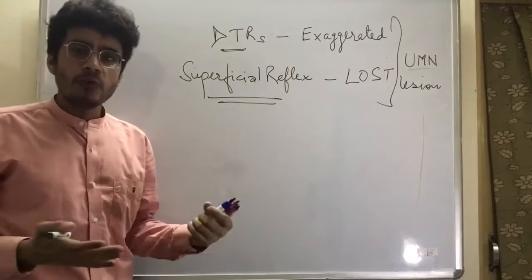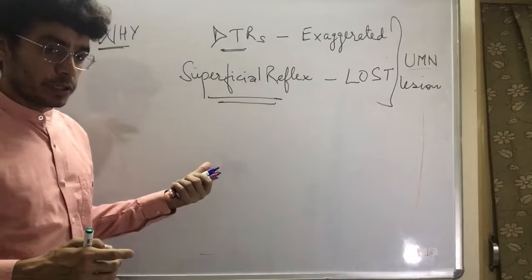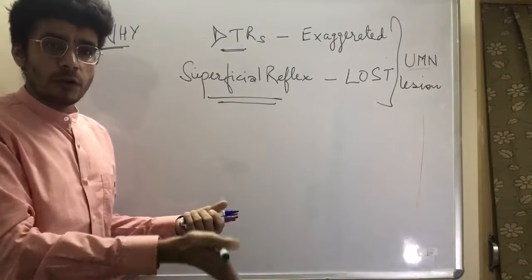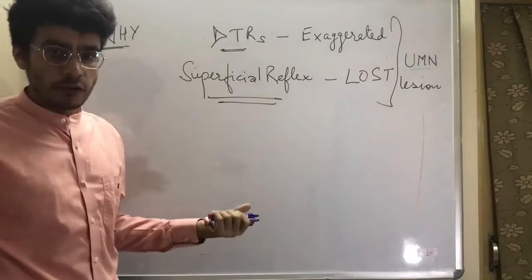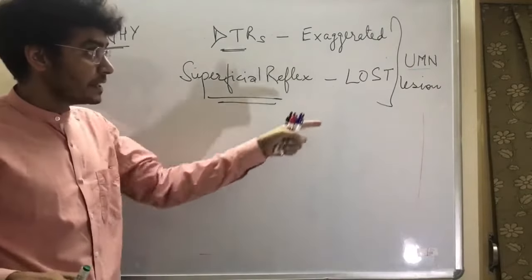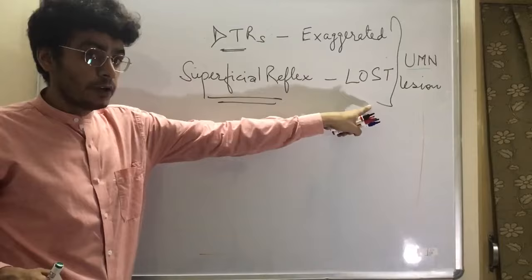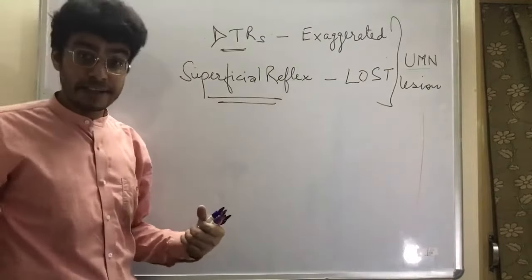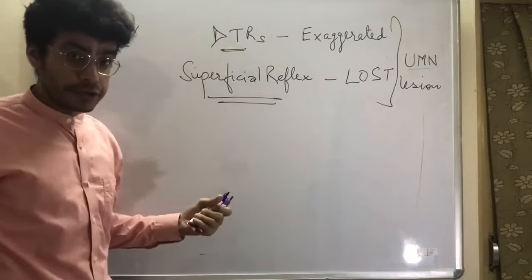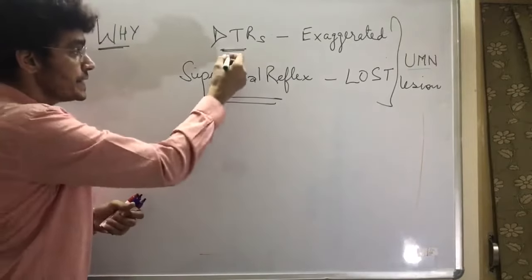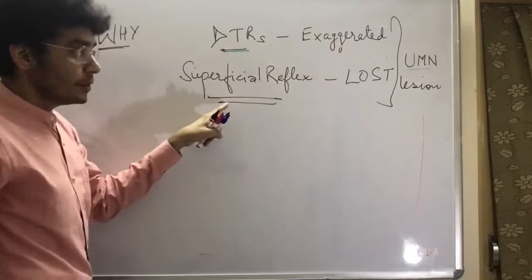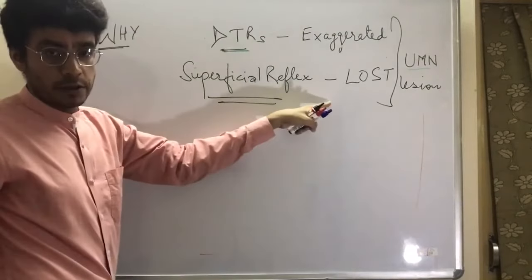Normally we say the lower motor neuron region reflexes will be lost. Why? Because there is a cut in the lower order neuron, so there will be loss of the reflexes. But in the case of the upper motor neuron region, we just say, as a generalized term, that the reflexes are exaggerated, but that's not the complete truth. The complete truth is deep tendon reflexes are exaggerated, but superficial reflexes are lost.